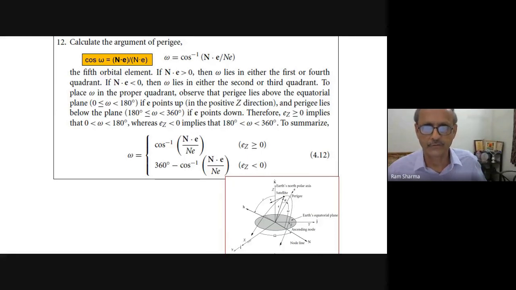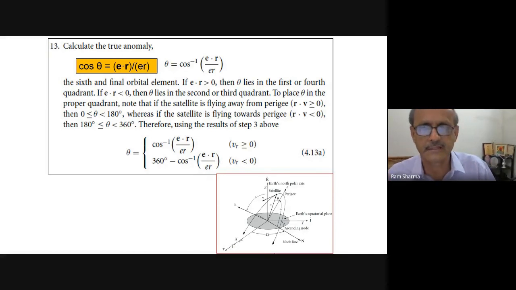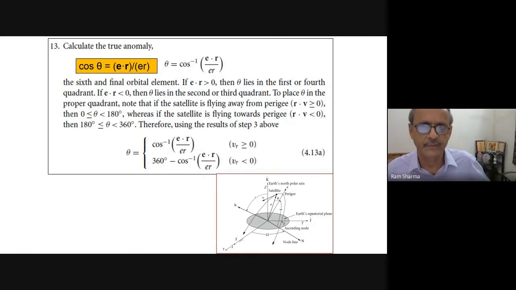So your omega also comes from there. Now left is theta. Half the thing we already calculated earlier. Now we know R is already given to us and E we have calculated. So E dot R, that is the dot product. All three components may be there, unless it's a very special condition. R is normally given with all three components. So E dot R by ER.